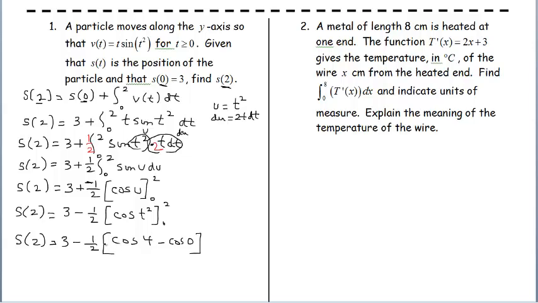Well, without a calculator, I couldn't tell you what cosine of 4 was, so I guess I'm going to have to leave my answer with cosine of 4. Perfectly fine. Cosine of 4 is exact. If you change it to a decimal, that's an approximate. All right, so this is going to be 3, and then I think I'll go ahead and distribute the minus here. So 3 minus 1/2 cosine 4, that becomes a plus, and cosine of 0 goes to 1, so that's just going to become a plus 1/2.